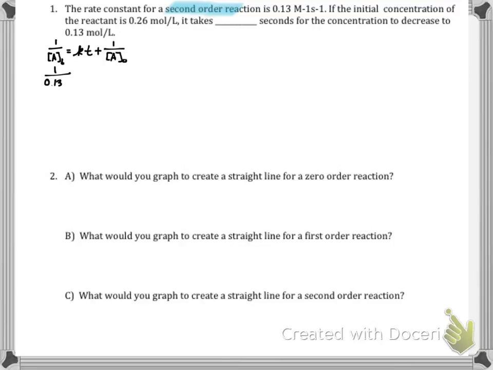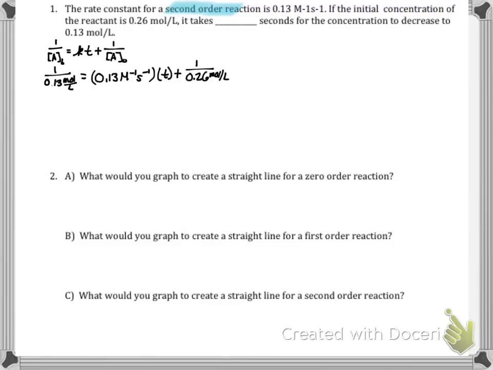Now we substitute in numbers. 0.13 is what it ends at after some amount of time. You put the K value in with associated units. We do not know the time, 1 over the initial concentration, which is 0.26. Those concentrations are given in moles per liter, which is, of course, the same as molarity. To solve this, I just put 1 over 0.13.